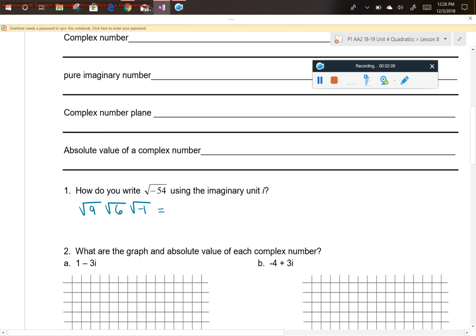Then we're going to simplify everything we can. We can take the square root of 9. It's 3. We can take the square root of negative 1. It's i. But we really can't take the square root of 6, at least not and get a nice cute number. So our final simplified answer here is 3i root 6.